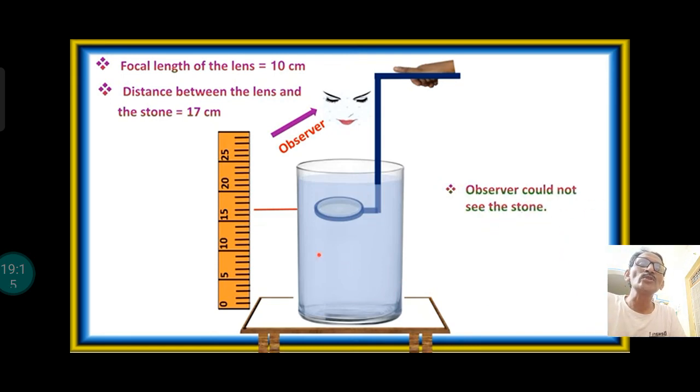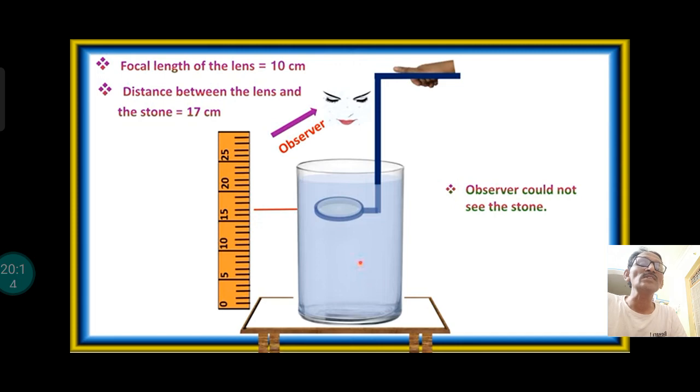If the distance between the lens and the stone is 17 cm, now that we have further increased it, the observer could not see the stone. So in this condition we can't see the stone if the distance between the lens and the stone exceeds the focal length of the lens in the surrounding medium. Up to 16 cm we are able to see the stone. That is the limit point of the lens focal length. When the distance is taken to 17 cm, the observer could not see the stone. So this experiment shows that when raised from 10 cm, 11, 12, 13, 14, 15, 16 cm, the observer can see the stone.